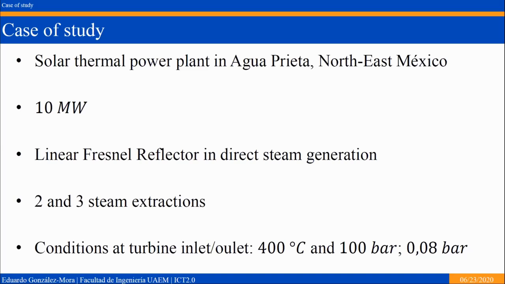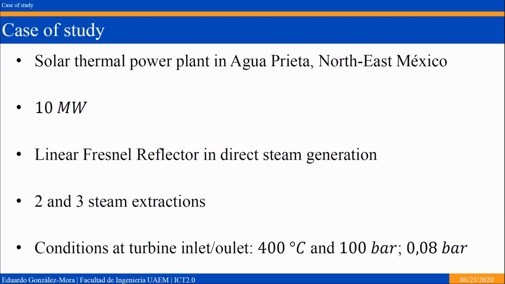This direct steam generation mode means that the high temperature and pressure steam is generated in the loop of the solar field instead of using a commercial working fluid, oil for example, and a heat exchanger, as occurs in parabolic trough collectors of commercial solar power plants. This leads to a higher efficiency of the whole plant since the solar radiation is converted almost directly to the steam. For this case, for the Rankine cycle, I'm considering 2 and 3 steam extractions to compare the behavior of the system.